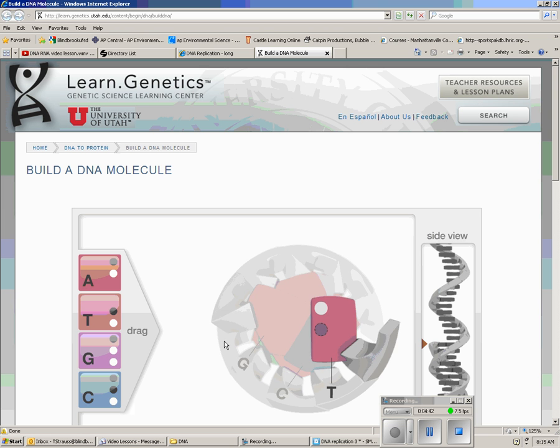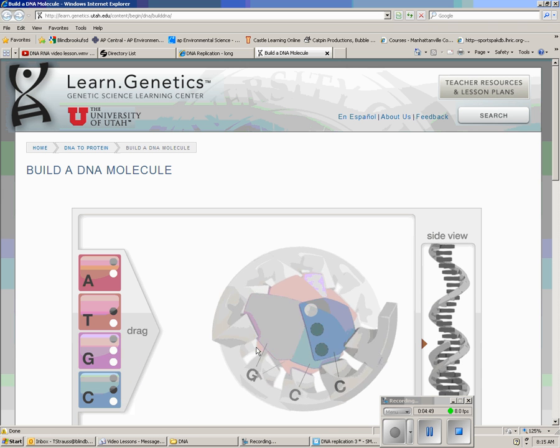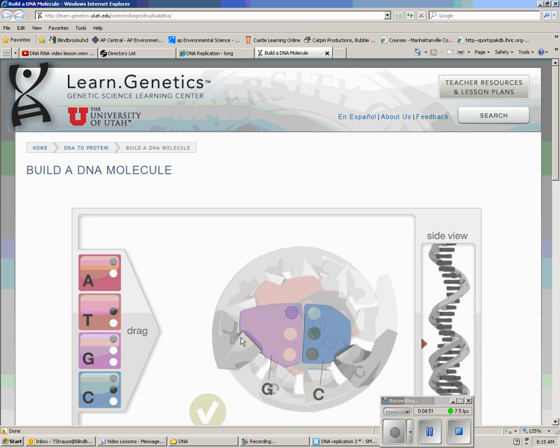And if we were to keep going at this rate, it would actually take all day and all night in order just to replicate the size of the strand that's on the side of your computer screen. So we're going to stop there.